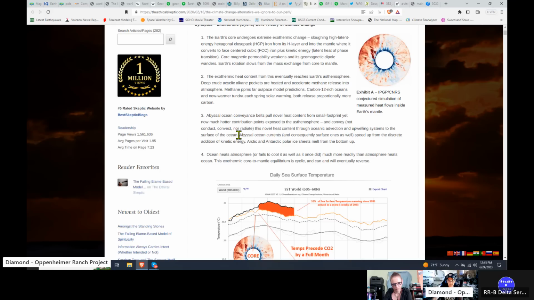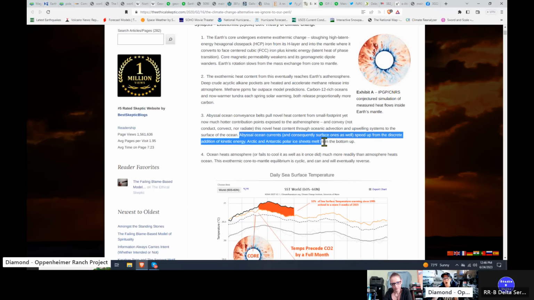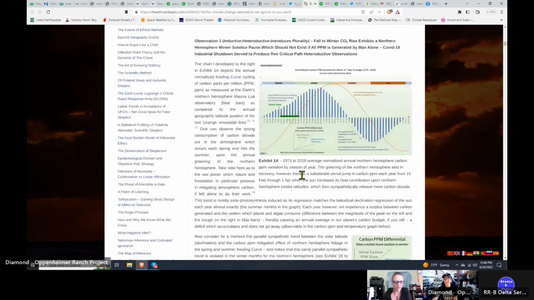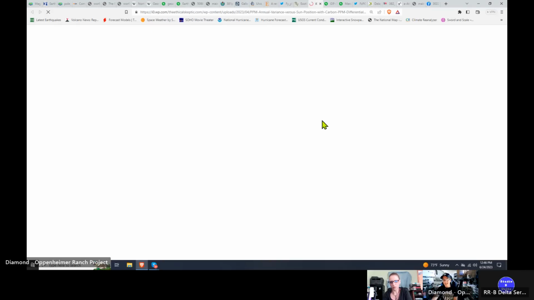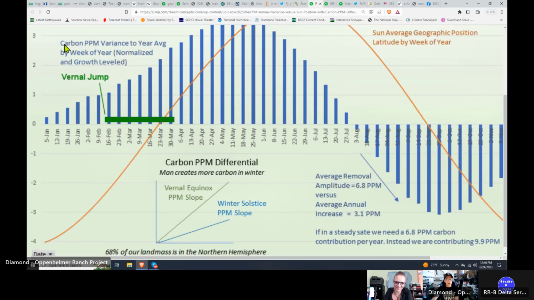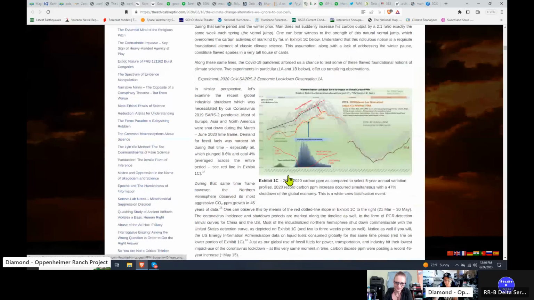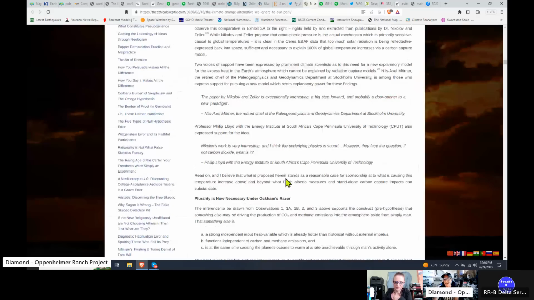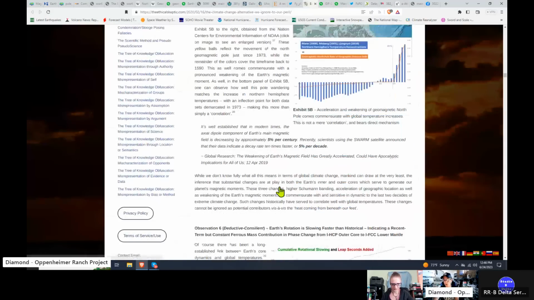It says, abyssal ocean currents are also heating up, and they speed up from the discrete addition of kinetic energy. And then they say here, look, Arctic and Antarctic polar ice sheets melt from the bottom up. That is certainly not human carbon emissions coming from underneath Antarctica. Melting from the bottom up. Right. And there's another graph that disproves global warming. So their idea in this paper is that there's some heat that is coming from deep in the ocean that no one is really talking about.